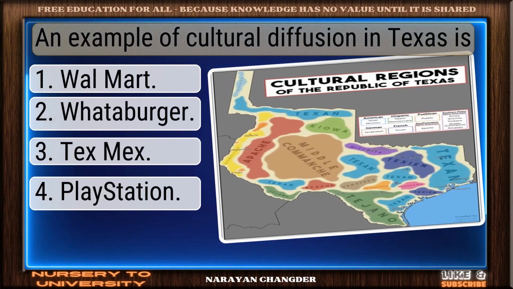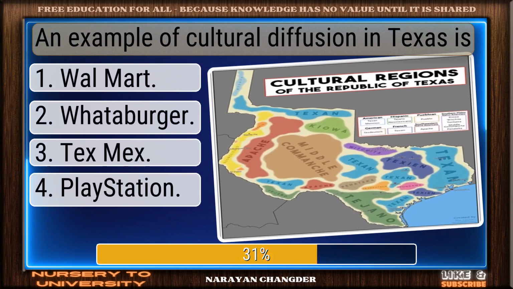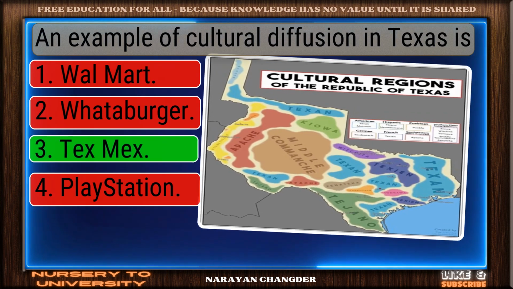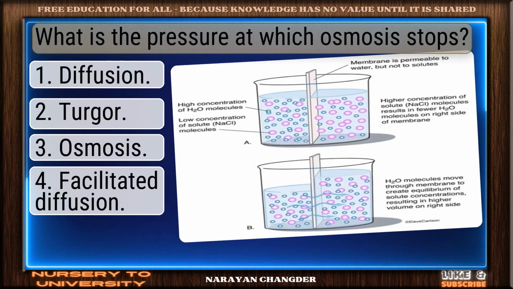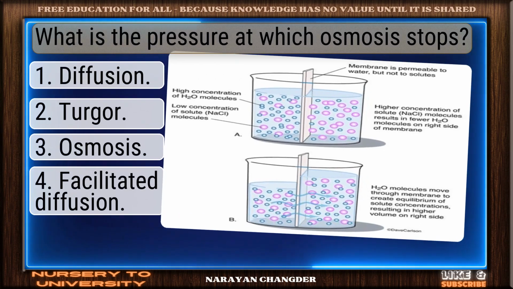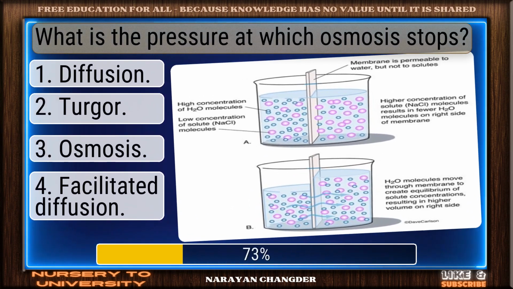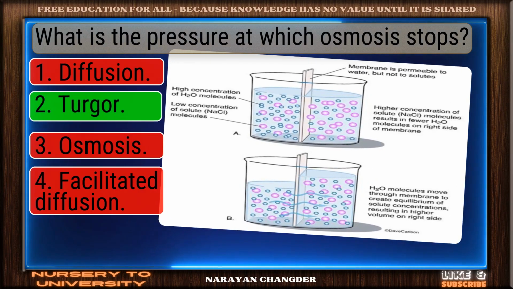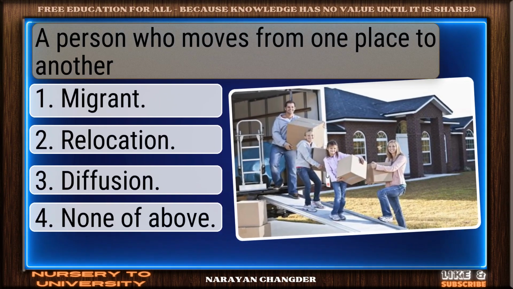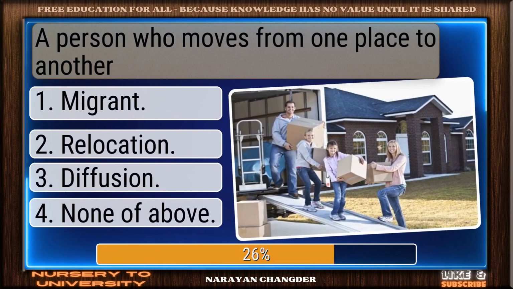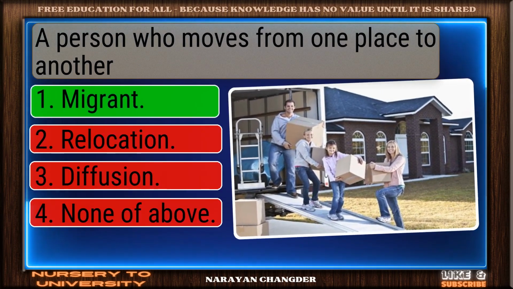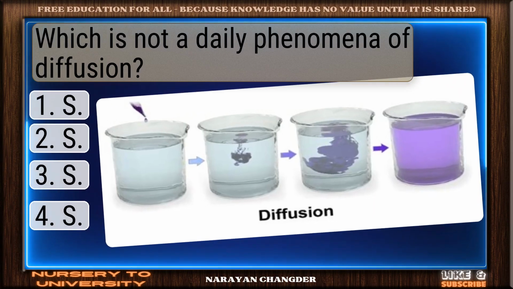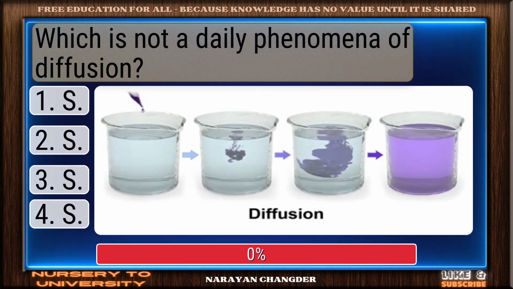An example of cultural diffusion in Texas is. Well picked. Tex-Mex is the correct answer. What is the pressure at which osmosis stops? Good job. Your answer, turgor, works well here. A person who moves from one place to another. Right choice. Migrant is the best answer, which is not a daily phenomenon of diffusion.